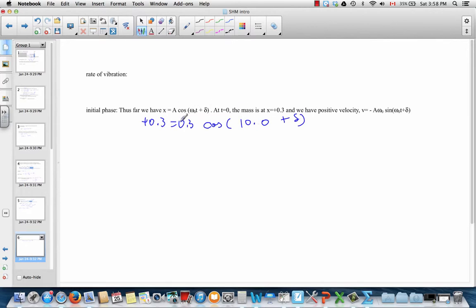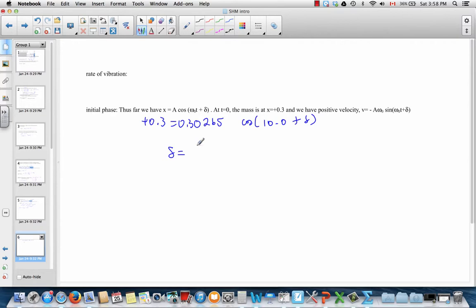And now, oh my goodness, what a disaster. We've got to put in the correct amplitude there. But it's not a disaster, it's just a waste of time. So this was 0.30265 cosine 10 times 0 plus delta. So one final time, we would divide this over and then do the inverse cosine.